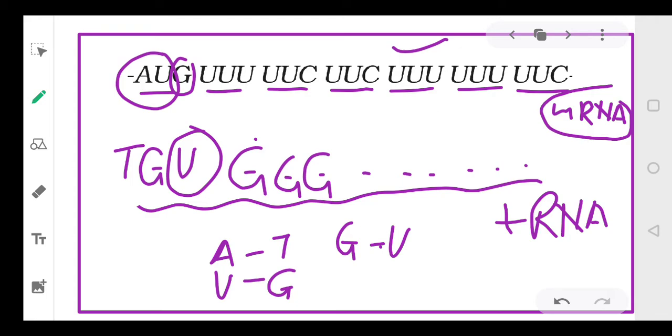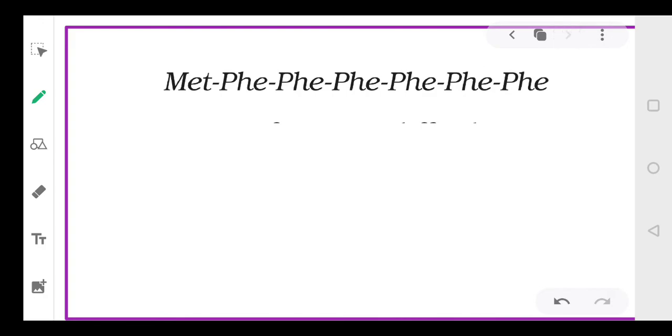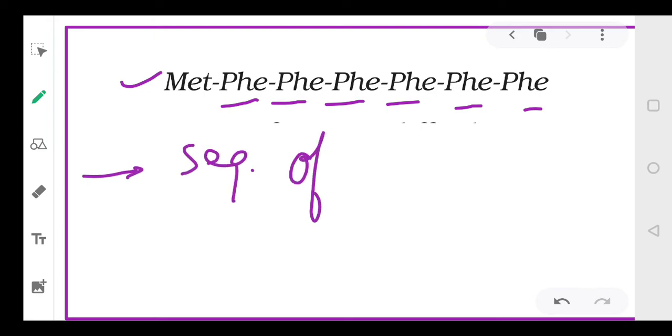So complementary sequences will be there on the tRNA, which will have the complementary base pairs, right? Is it clear? So we can easily project the base pairs which will be present on tRNA, so that the pairing can occur. Now just imagine, suppose I give you this sequence: methionine, phenylalanine, phenylalanine, phenylalanine, phenylalanine. Now can you easily project the sequence of base pairs? Tell me the sequence of base pairs.